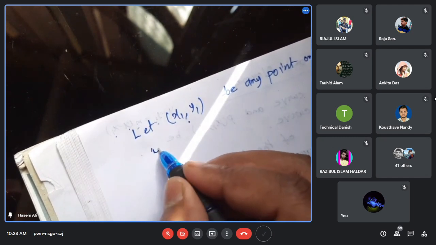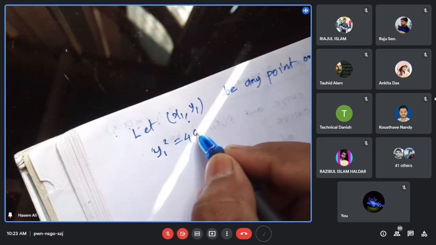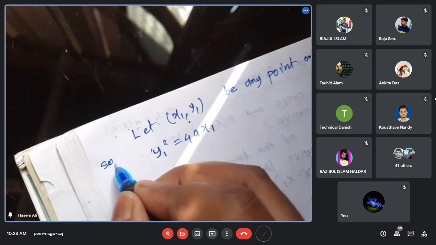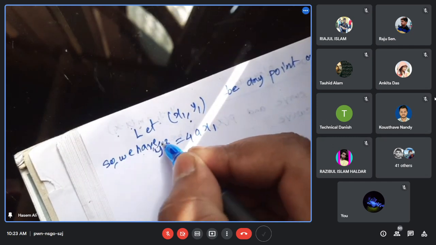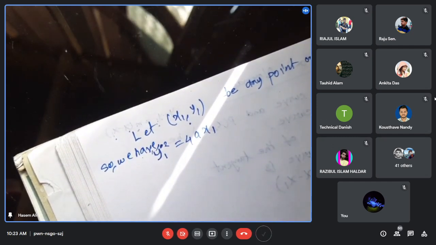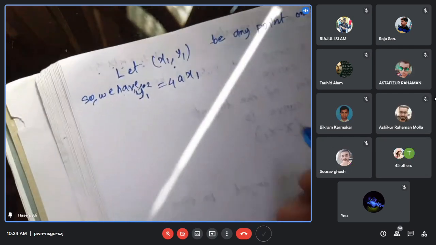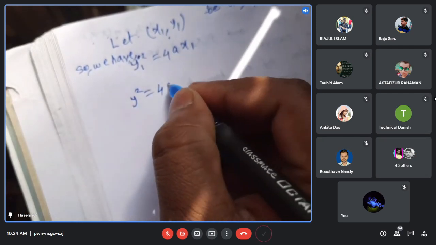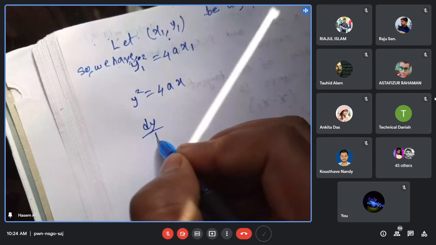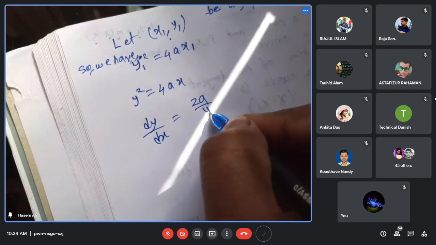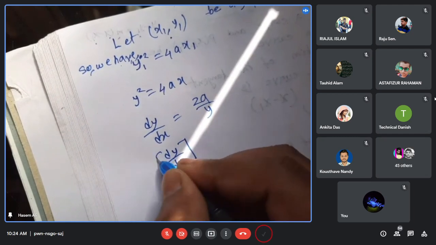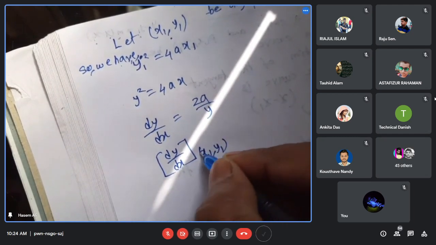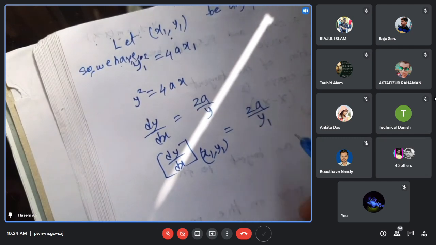So we have y1 square equals to 4ax1, because this point lies on this parabola. Now the general curve is y square equals to 4ax, and similarly we have dy dx equals to 2a by y. So dy dx at the point x1 y1 is equal to 2a by y1.